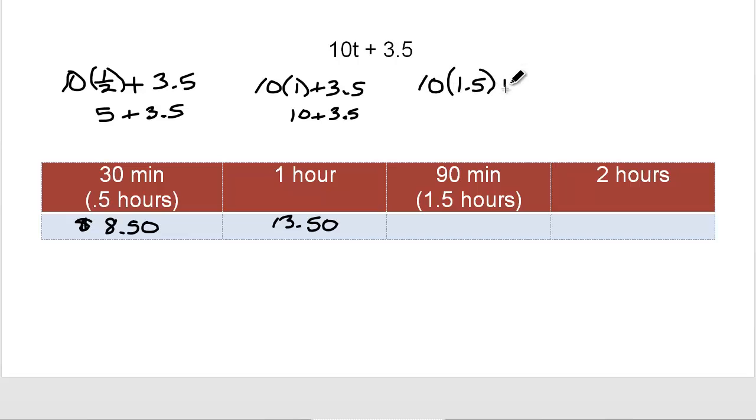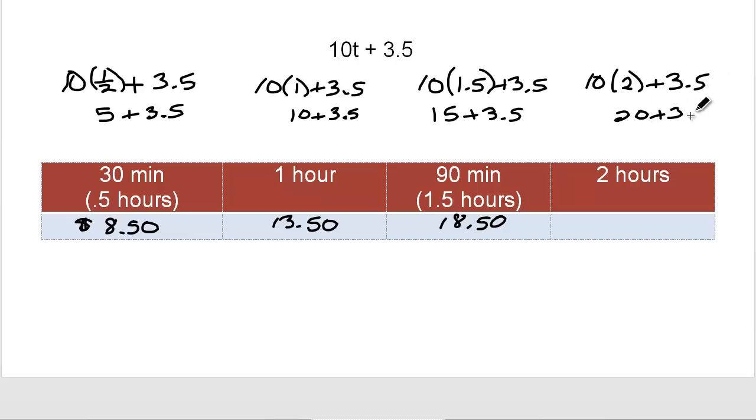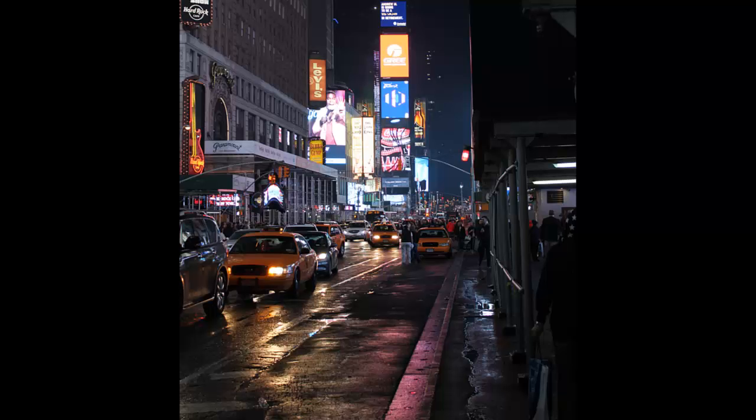Substitute 1.5 in for t, and it's $18.50 for 1.5 hours of jumping. And finally, substitute 2 in for t, and it would cost $23.50 for 2 hours.